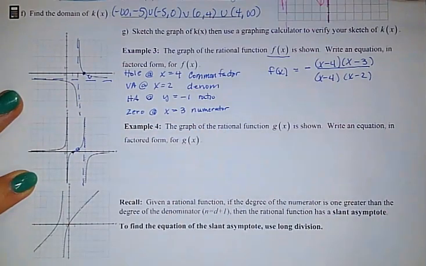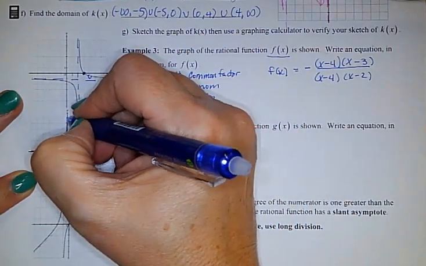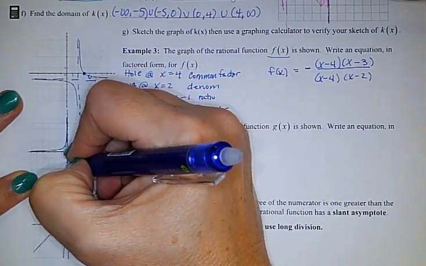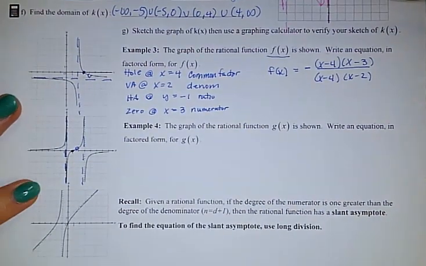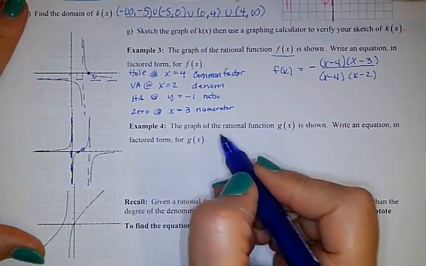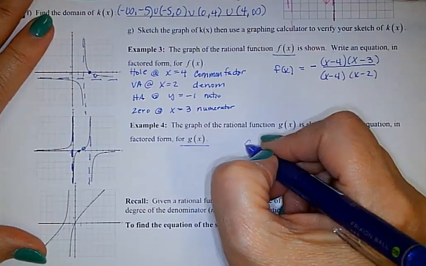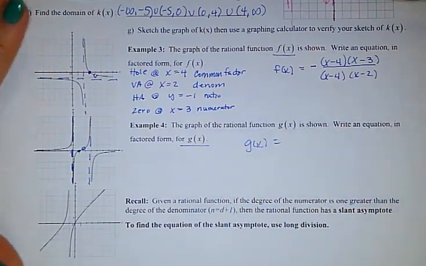And what about vertical asymptotes? So it looks like we have a vertical asymptote here and another one right here at 0. So there's all the characteristics that you need to know to be able to write your equation. So write an equation for the function g of x. So you're going to say g of x equals and come up with your equation. So pause your video now.